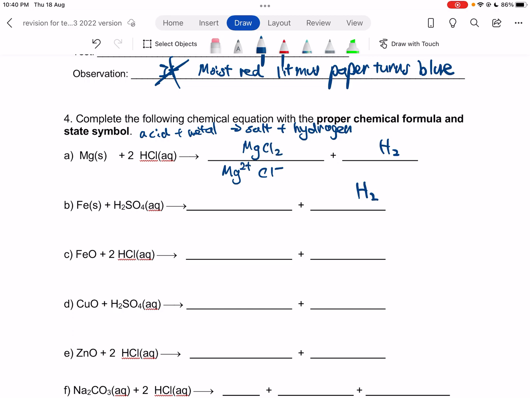The next one we'll take as iron 2 plus. Then you have sulfate. So same charge, 1 to 1 again. So all of this I think is balanced at this point of time.